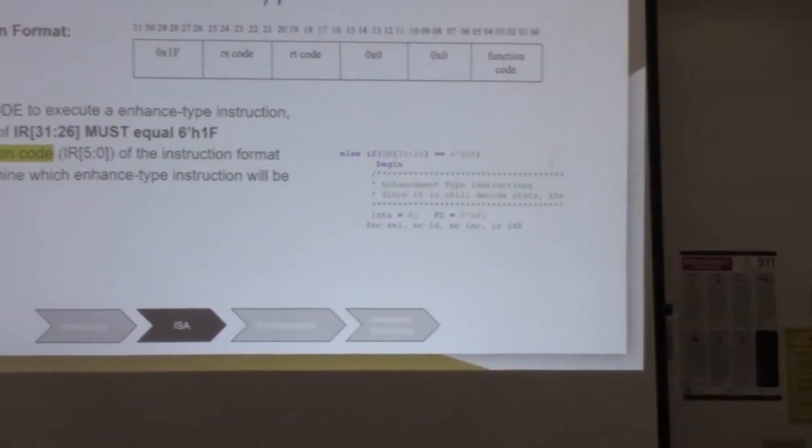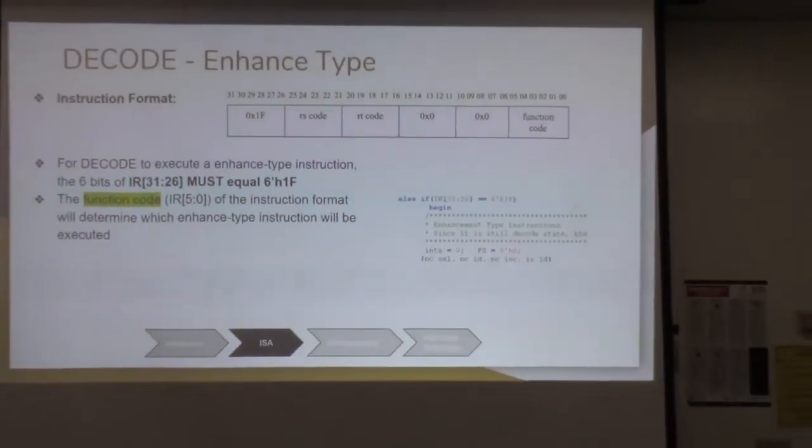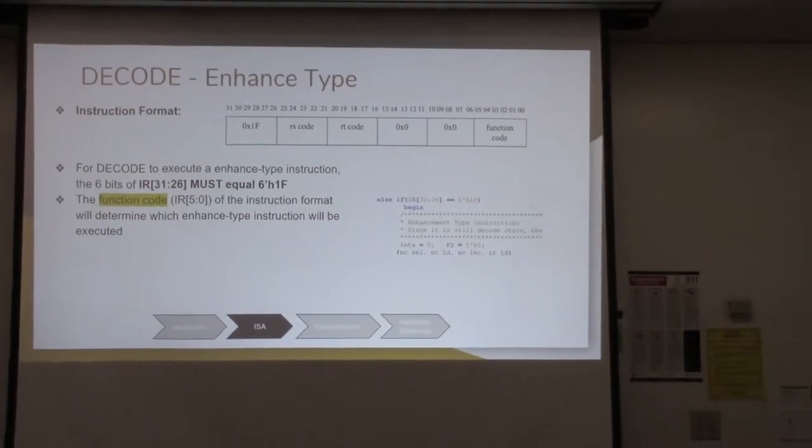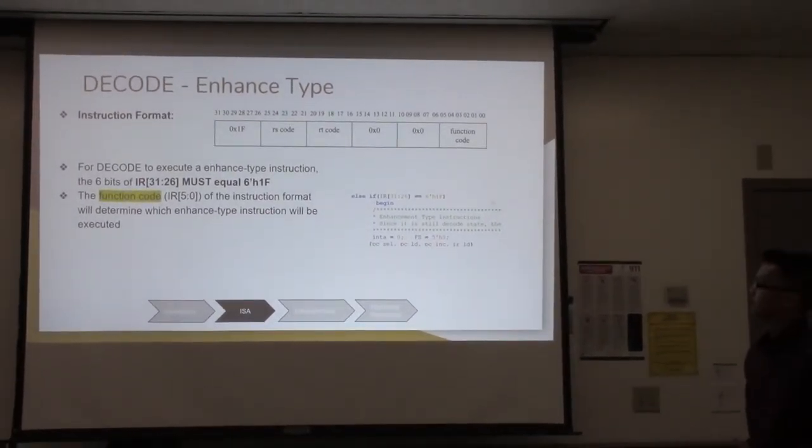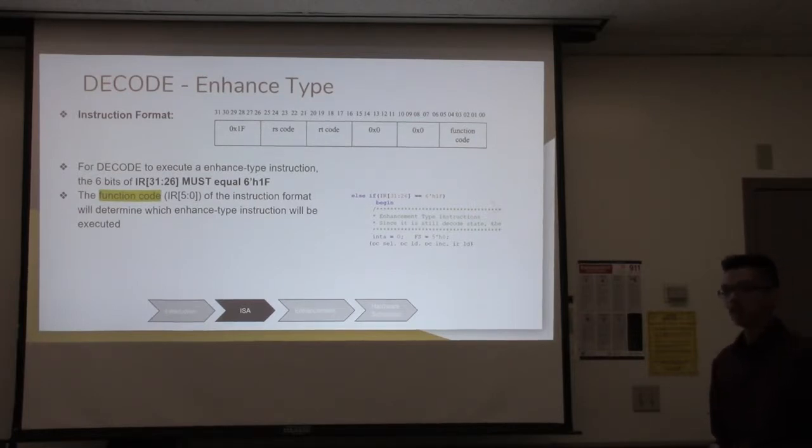And for the enhanced type, it acts as a register type where bits 31 to 26, instead of being 0, will be 1F. And since we don't have any shifts, we zero that out. And also since we're using RT as a destination register for the enhanced type instructions, we've also zeroed that out. But it's still the same with bits 5 through 0, determining which type of instruction in this format that the processor is going to execute.